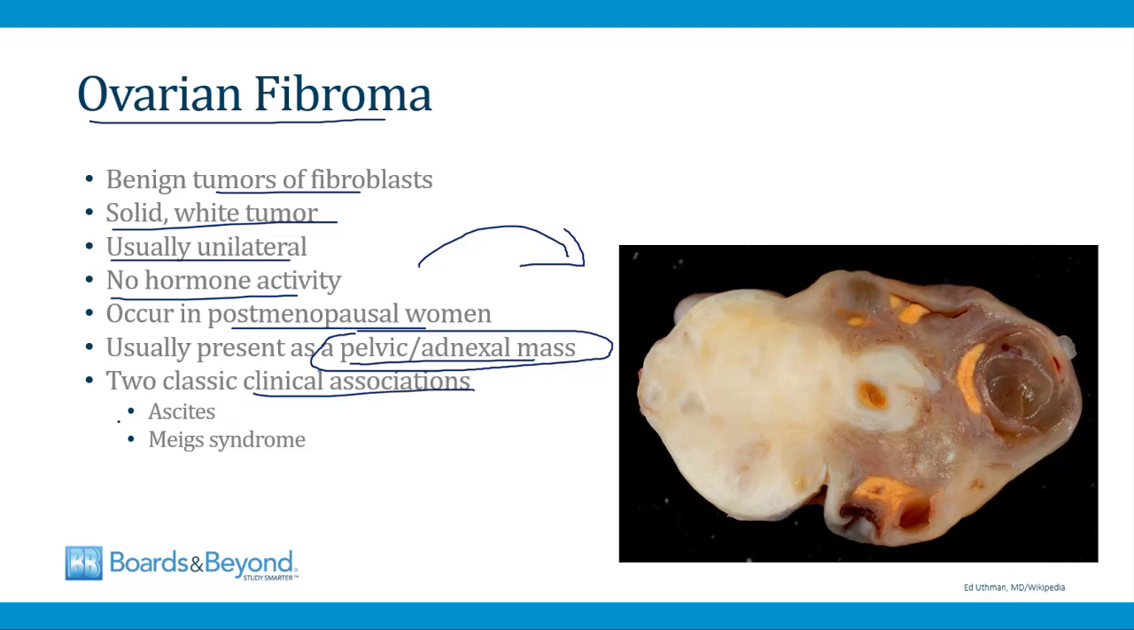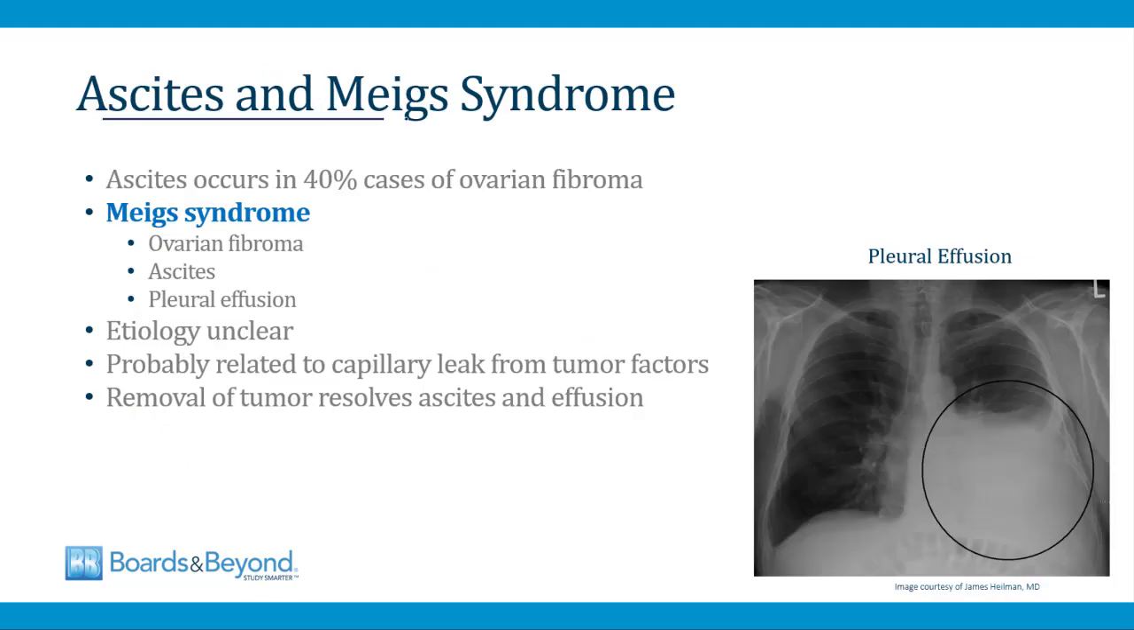The first is the development of ascites, which is common in women who have this tumor, and the second is the development of Meigs syndrome. So ascites and Meigs syndrome occur in about 40% of cases of ovarian fibroma. Meigs syndrome is a triad of an ovarian fibroma plus ascites plus a pleural effusion.